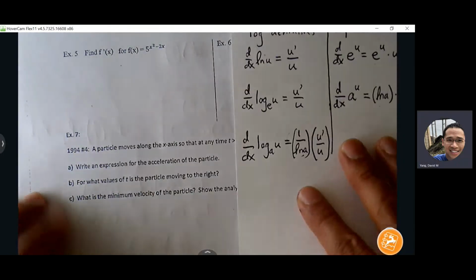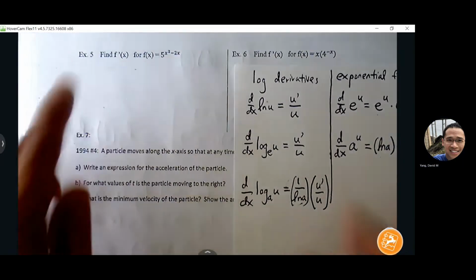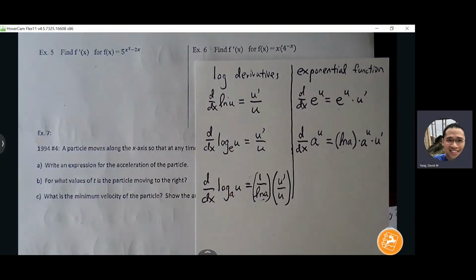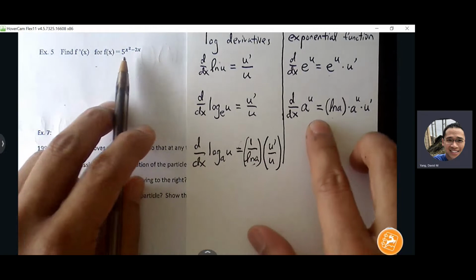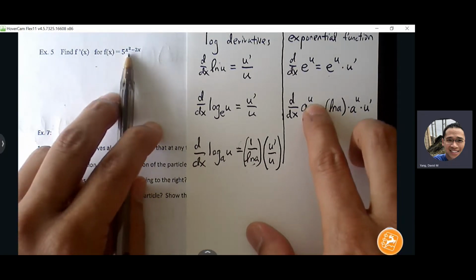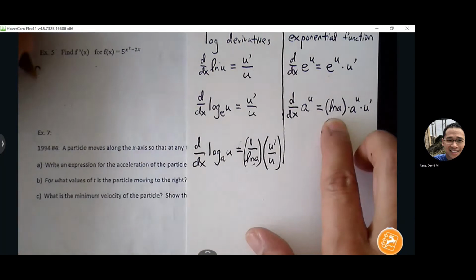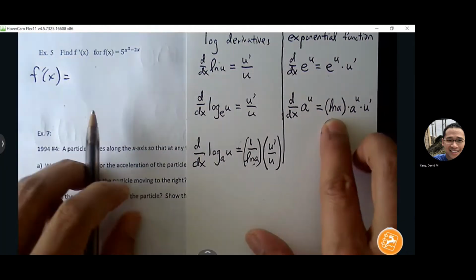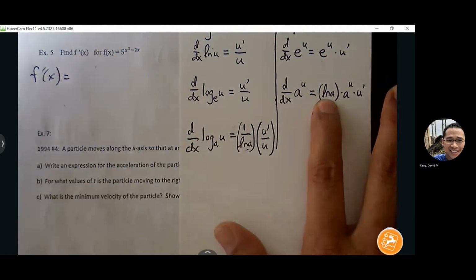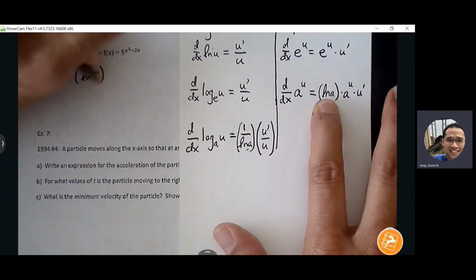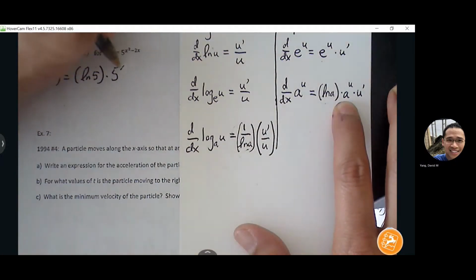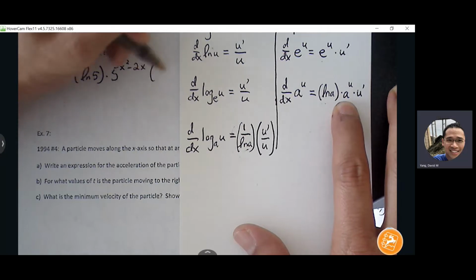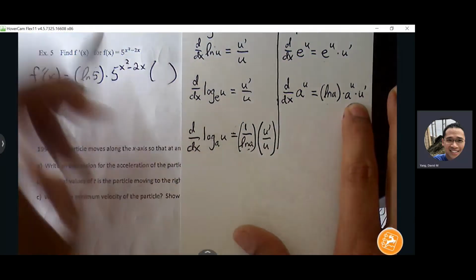Okay, so let's try example 5. We have 5 to the x squared minus 2x. This falls nicely into an exponential function, base a raised to the u. So what's first? Natural log of 5. So that's just some number that's going to have to hang out in front times the original function, no changes, multiplied by the exponent's derivative, 2x minus 2.